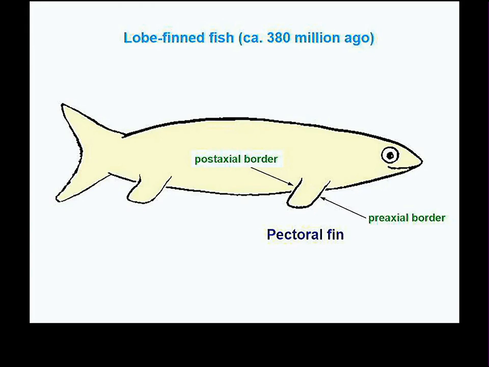Interestingly, this border, called preaxial, faces the head, as I said, which means it could also be called a cephalic border. And there's, in fact, a vein which runs along that border called the cephalic vein. And that's the very same cephalic vein that we have, and it got its name because it runs along the preaxial or cephalic border of the embryonic limb.